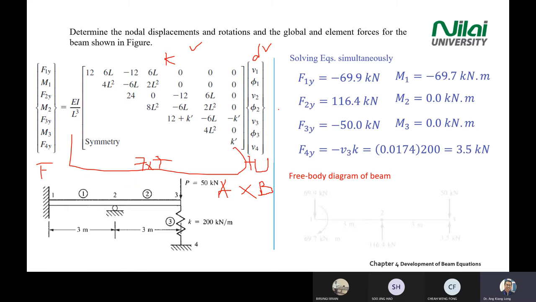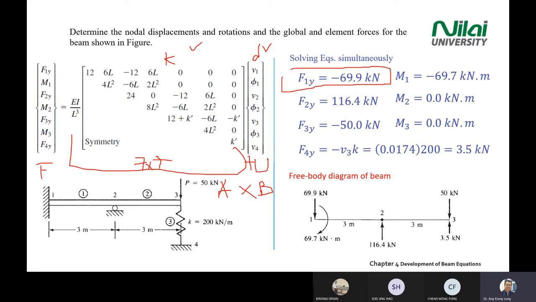Okay, then after that, you draw the free body diagram for the beam. For example, this is a free body diagram of the beam. I'll just show you one. So F1y, you get negative 69 kilonewton. So in your free body diagram, negative is going down, so the arrow is pointing down. However, the magnitude is positive. Magnitude is positive, arrow pointing down.